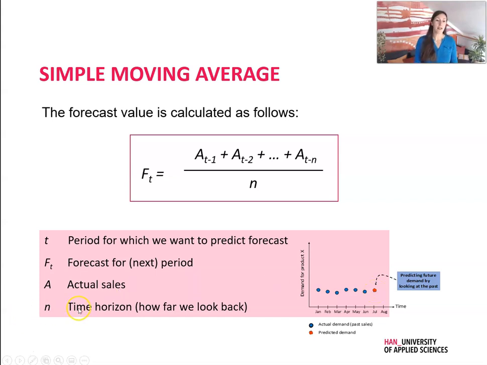And N is the time horizon. It's how far back we want to look. So for example, do we want to predict July based on just the data points of May and June? Or maybe we want to look at all the data points that we have, so all the 6 months prior. N indicates how many of these data points we're going to look at.